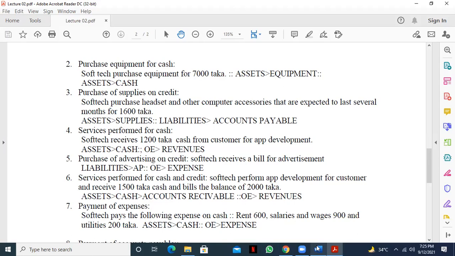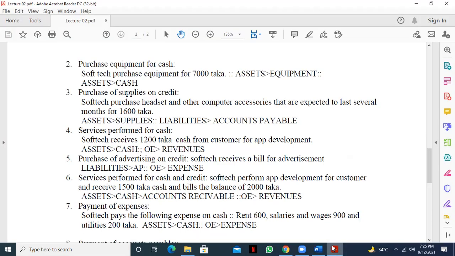So sir, let's write it. What does OE mean? OE means owner's equity. And at the owner's equity column, we have revenue.